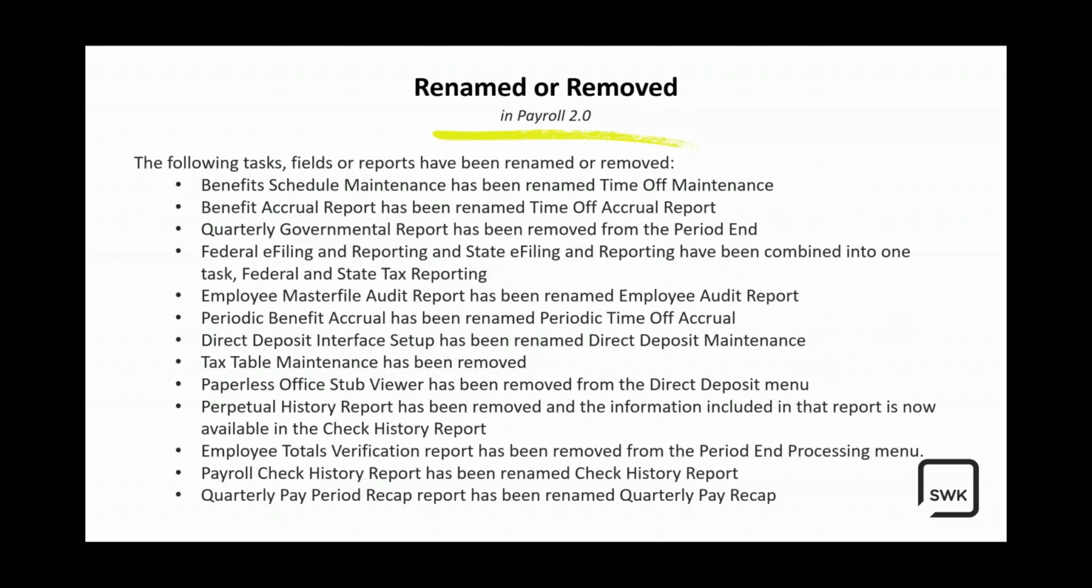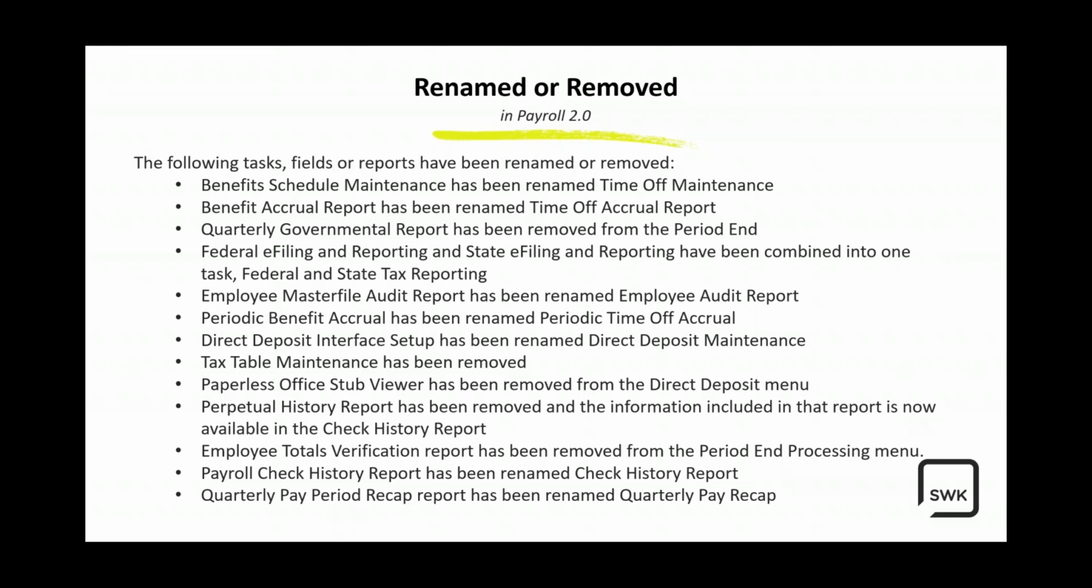So there's a lot of features here that have been renamed or removed. I already touched on one. Benefit schedule maintenance is now called time off maintenance. And then some of that reporting changed. So benefit accrual report is now the time off report. Federal e-filing and reporting, and you also used to have state e-filing reporting. So depending on what version we're on in payroll, you have both of those options. It's now been combined into one. So now it's just federal and state reporting in the system.